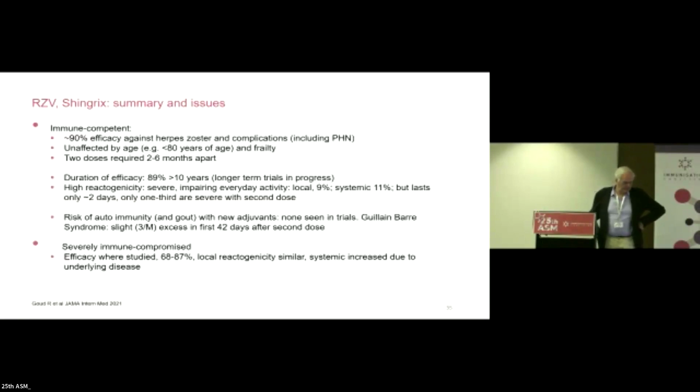The risk of autoimmunity in gout with new adjuvants, none was seen in the trials, but we do know from epidemiologic studies that Guillain-Barré, at a rate of about 3 per million, like many other vaccines, influenza and adenovirus vaccines, has been identified. In severely immune-compromised patients, an efficacy of 68 to 87%, with local reactogenicity being similar.